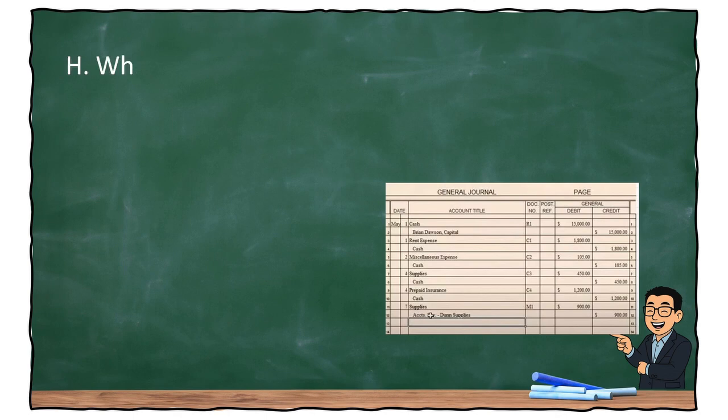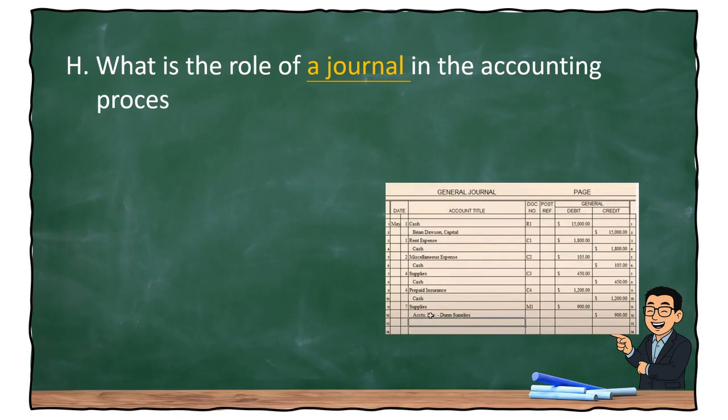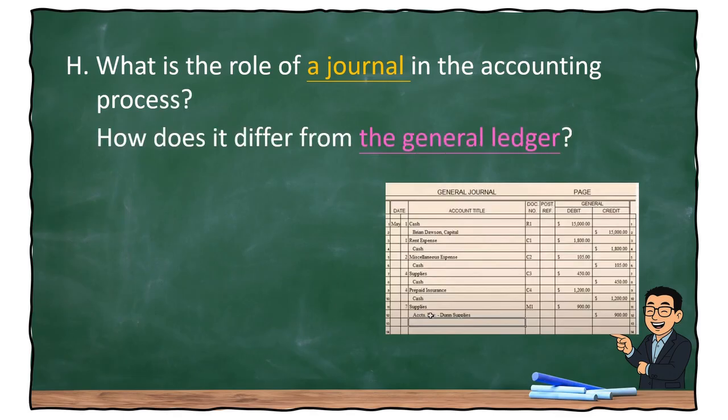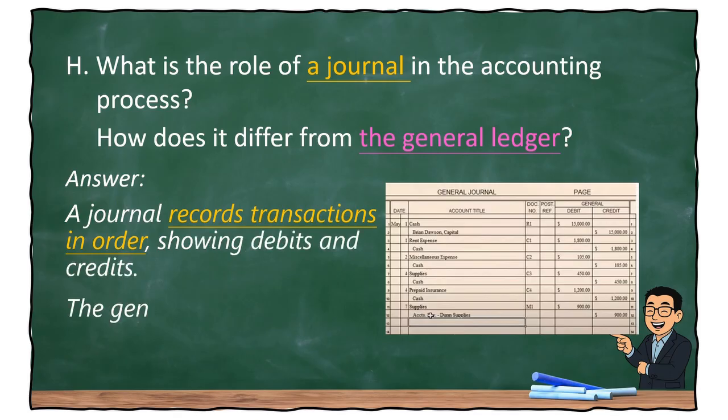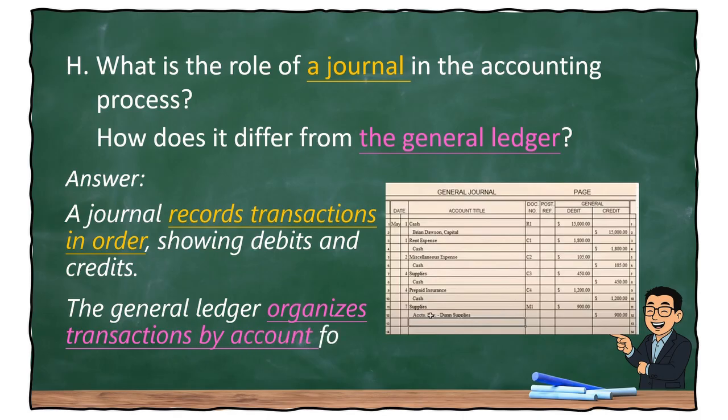Let's look at H. What is the role of a journal in the accounting process? How does it differ from the general ledger? A journal is the first place where transactions are recorded, in chronological order, showing debits and credits. The general ledger groups transactions by account, summarizing them for analysis and reporting.